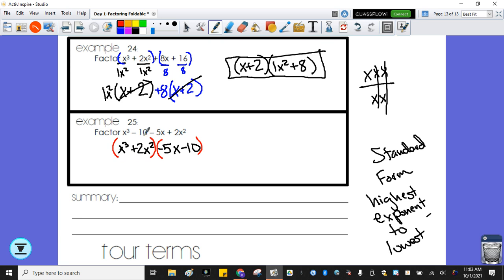What's the greatest common factor of the first two? X squared. I feel like that's the answer all the time. Oh, it's up here too. So I choose 2. X plus 2. I got X plus 2 in there. It is the exact same thing.